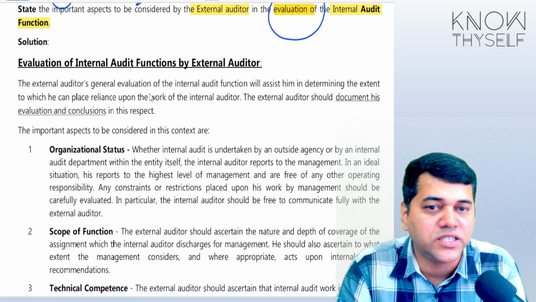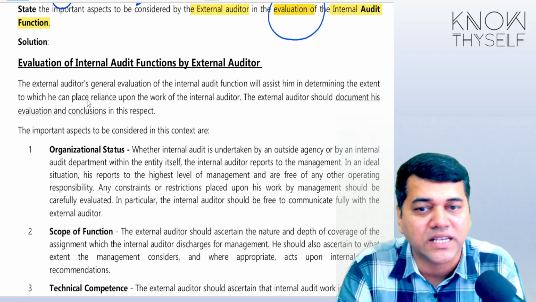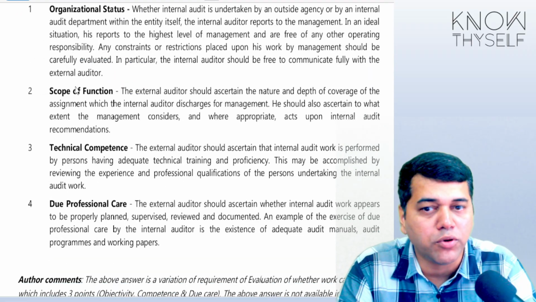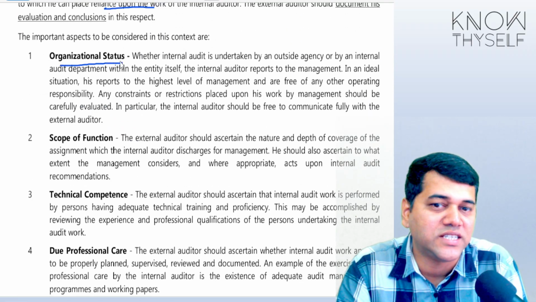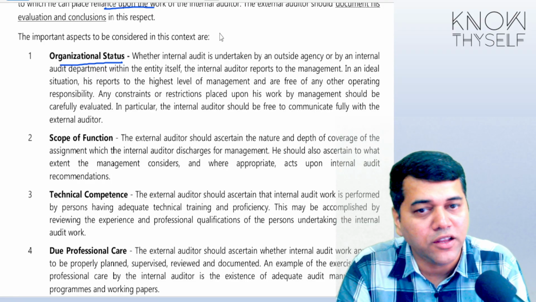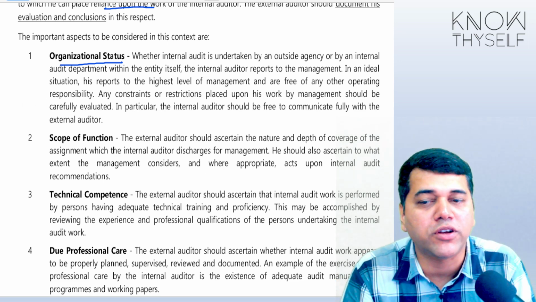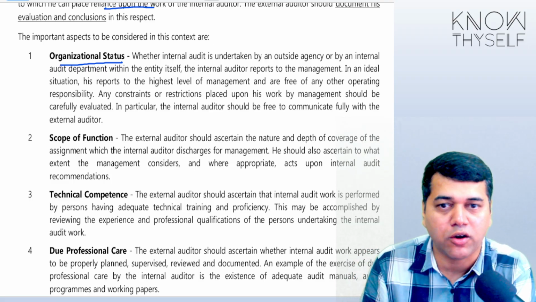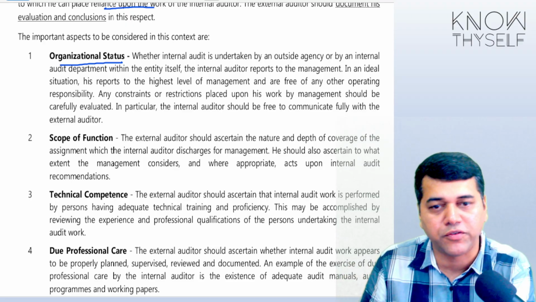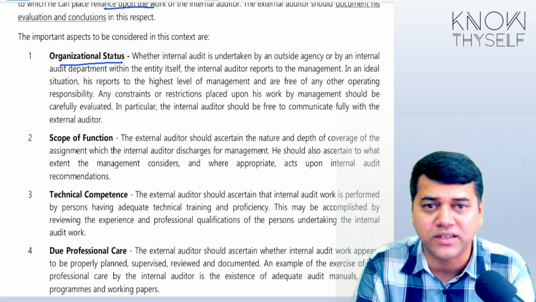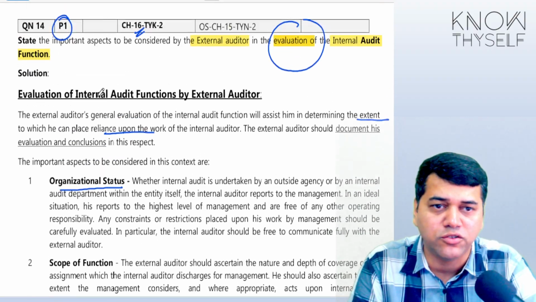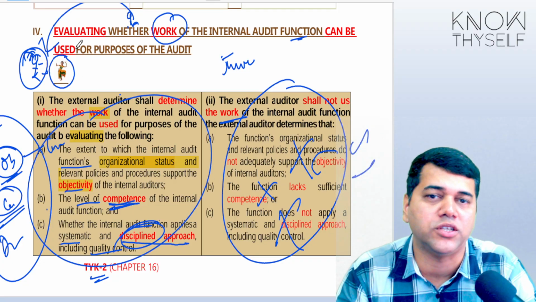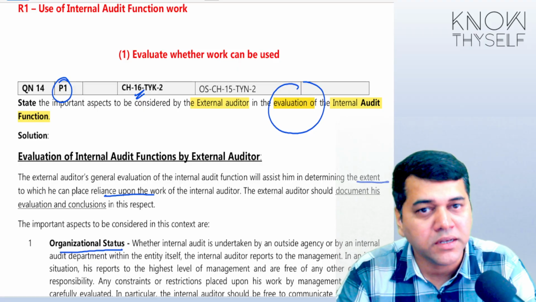The external auditor's general evaluation of the function will assist him in determining the extent to which he can place reliance, and he needs to document it. So what are the important things you need to evaluate? If you see, the answer is totally different from what is there in the study material. If you want, you can write your own answers there: organizational status, technical competence, professional due care. You will get due marks. Please understand, you can write either the factors you need to consider in the evaluation of the function, or what they have told in the test your knowledge. Both will be evaluated equally.